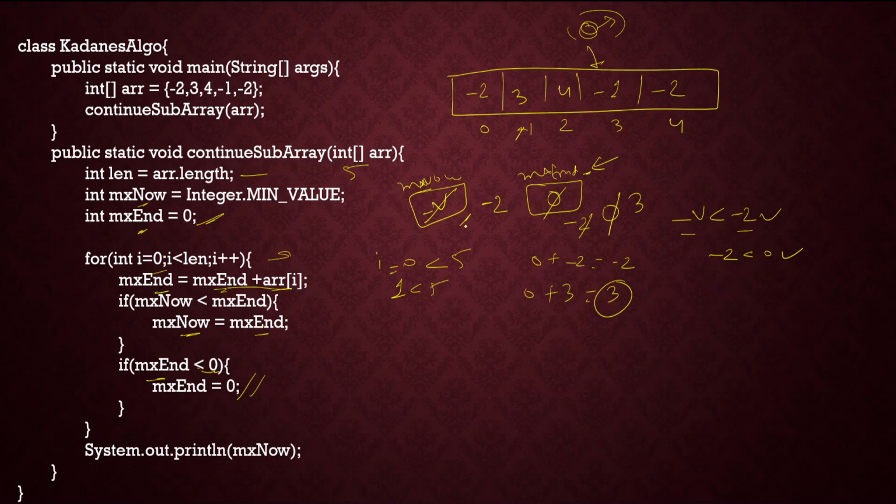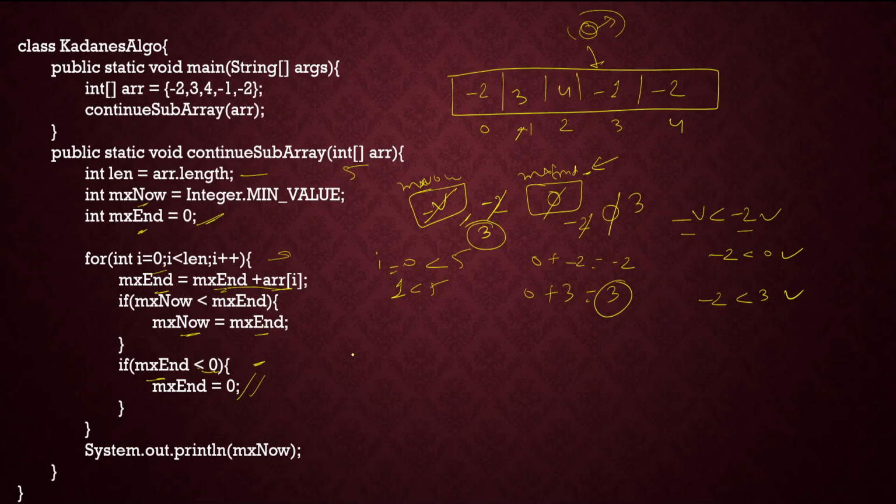Now max_now, what is the value? Minus 2 is less than 3. Yes, it is correct. So what do I have to do? max_now will be 3, because up till now our maximum addition value is 3. We are doing subcontinuous addition, and for that our value is 3.